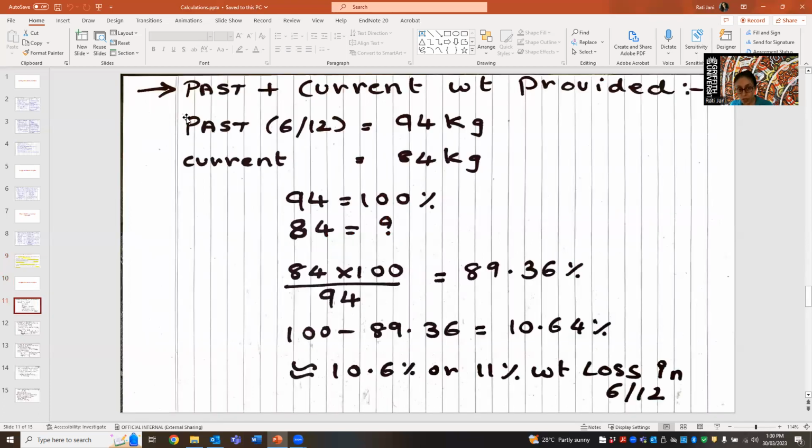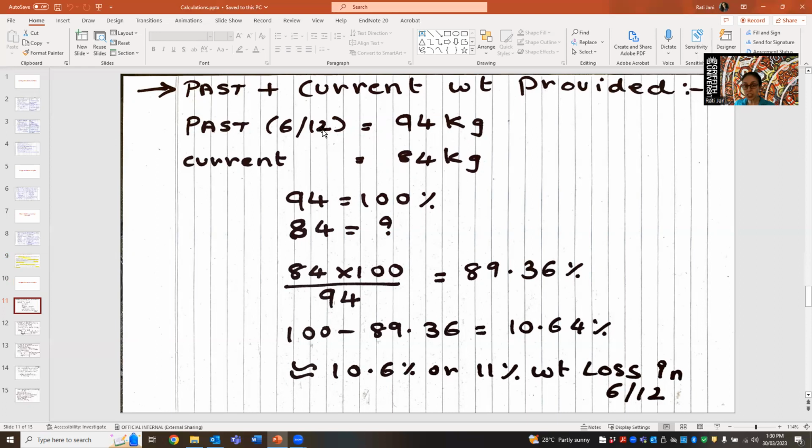Okay. So yeah, let's take scenario number 1. You have this scenario which you have practiced in your case studies and will be practicing time and again, when you have the past weight, and you are also provided with the current weight, and then you need to calculate the weight loss percentage. Okay, so if this is a weight loss case, for example.